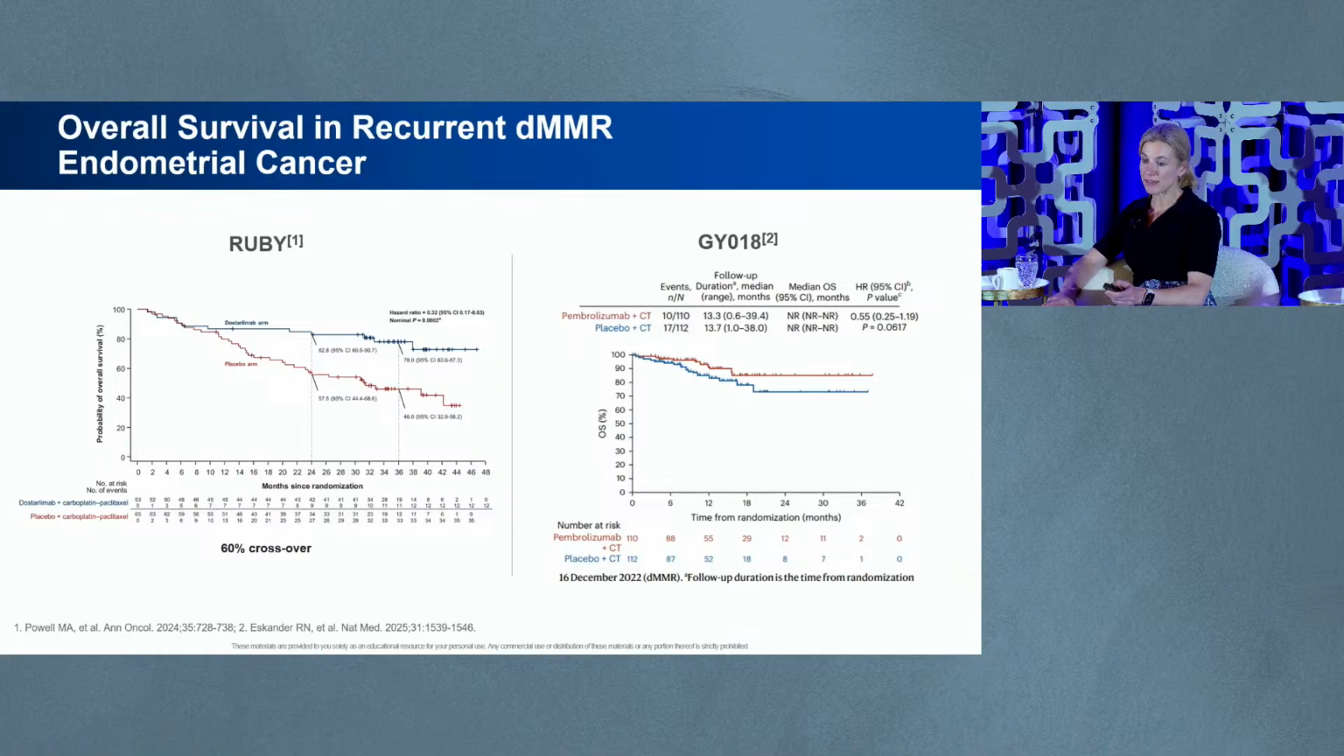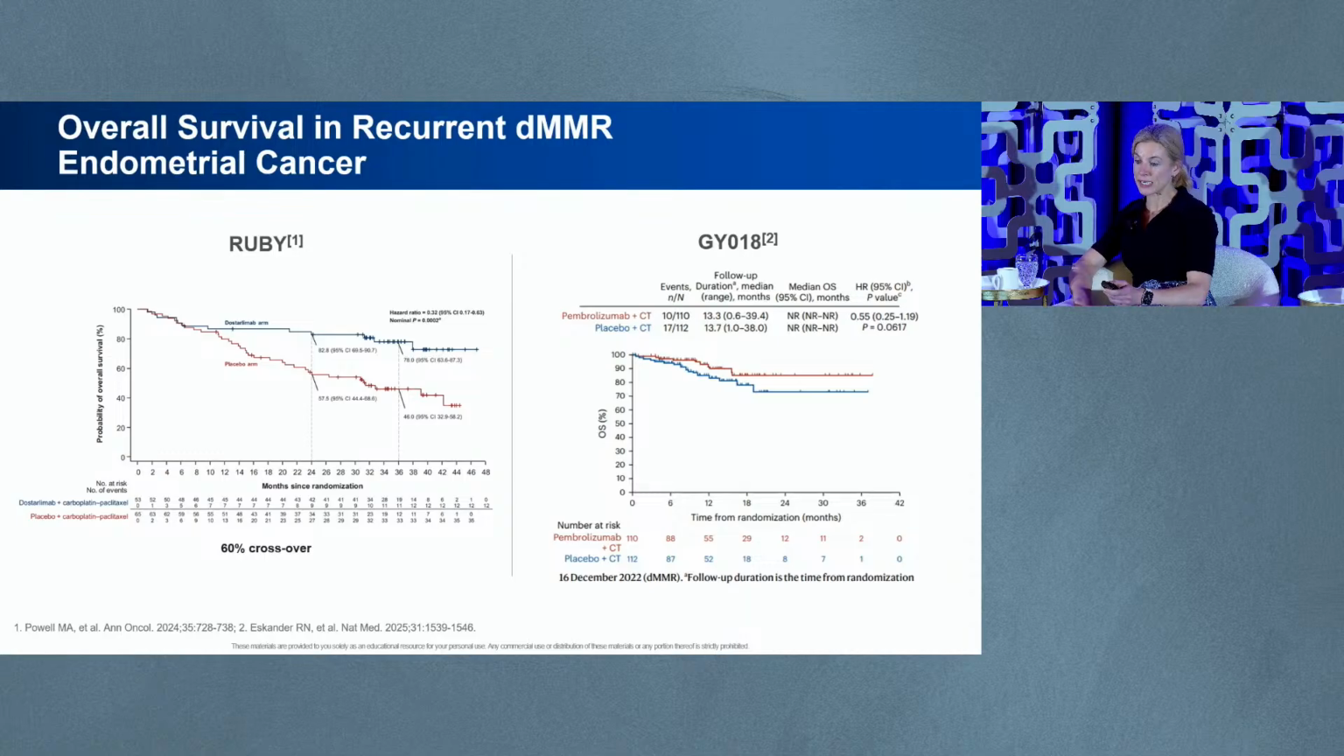And now we even have some overall survival data for this recurrent mismatch repair deficient population. On the left, you see the RUBY. And this overall survival data is despite a 60% crossover. So even though those patients in the placebo arm, 60% of those received immunotherapy in later lines, they were able to maintain this survival benefit. So the earlier we use this immunotherapy added to chemotherapy, the better it is really.